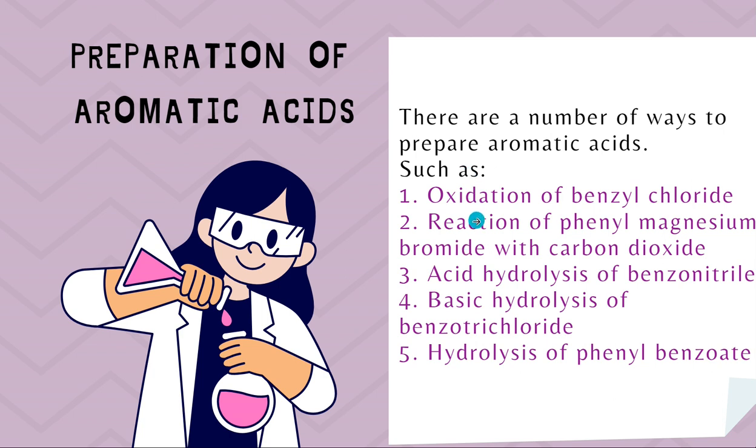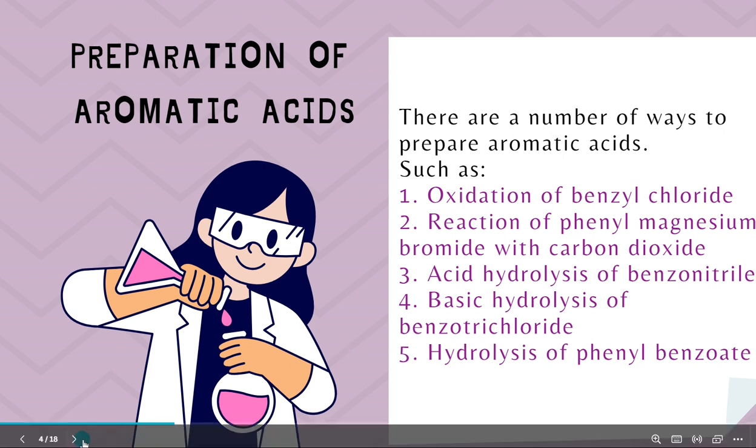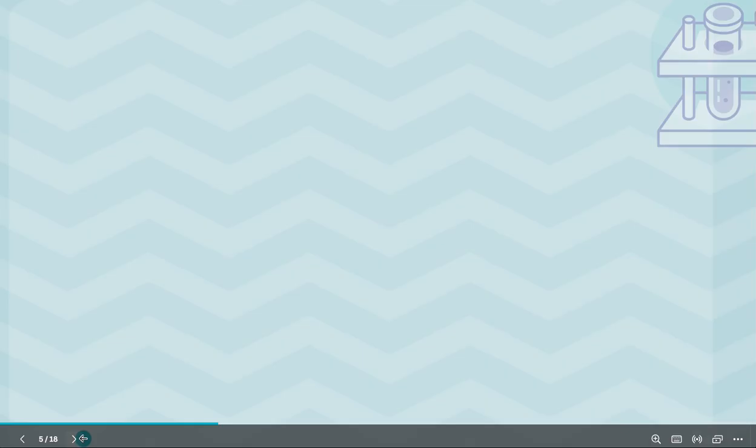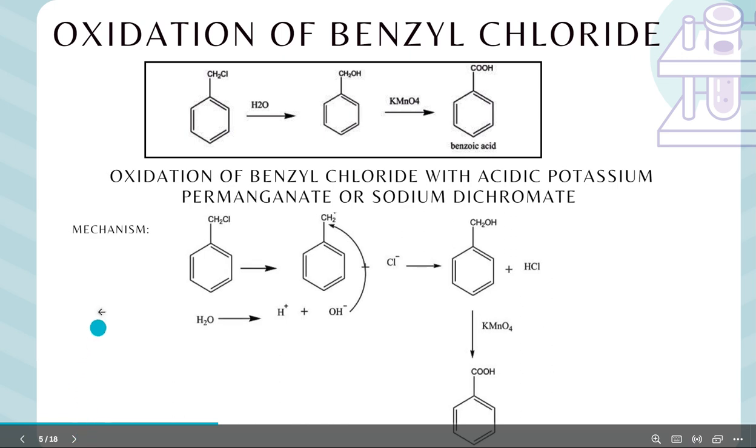There are a number of ways to prepare aromatic or benzoic acid. A few methods are oxidation of benzyl chloride, reaction of phenyl magnesium bromide with carbon dioxide, hydrolysis of benzonitrile, basic hydrolysis of benzotrichloride, and hydrolysis of phenyl benzoate. Moving on with the first, that is oxidation of benzyl chloride.